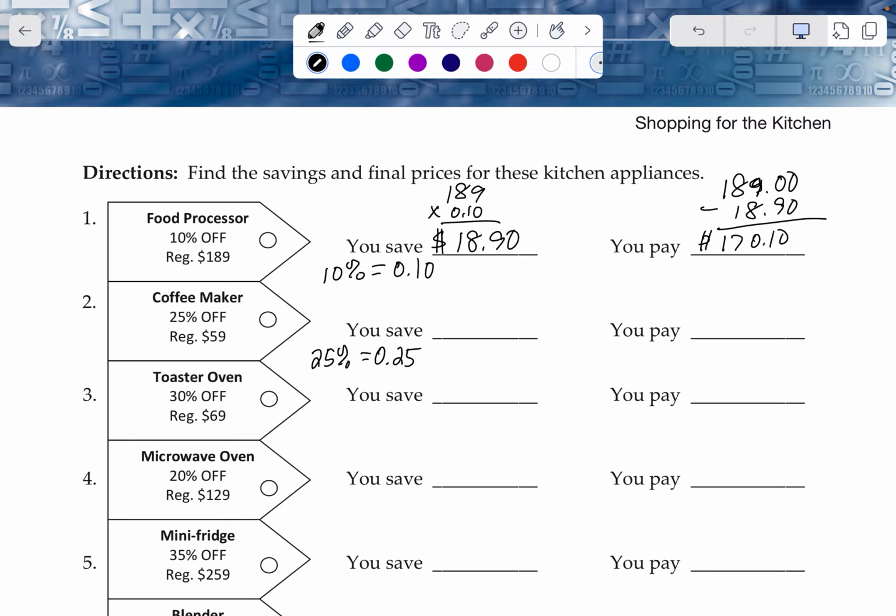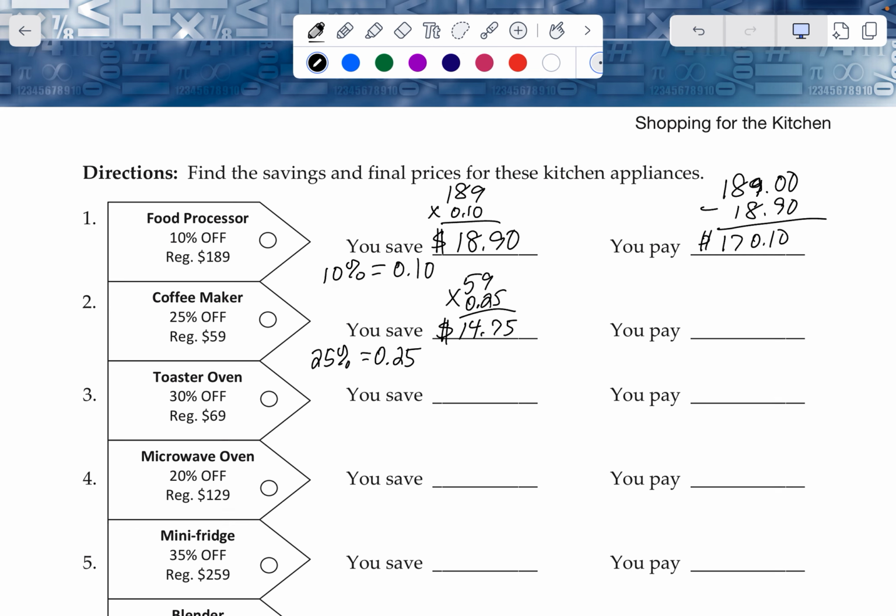Now you can hit 25 divided by 100 in your calculator to get that decimal if you want. That's perfectly acceptable. Okay. We're going to take the original price, $59, times 0.25. And we're going to find that we save $14.75. So that's how much they're going to take off the price, that $14.75.